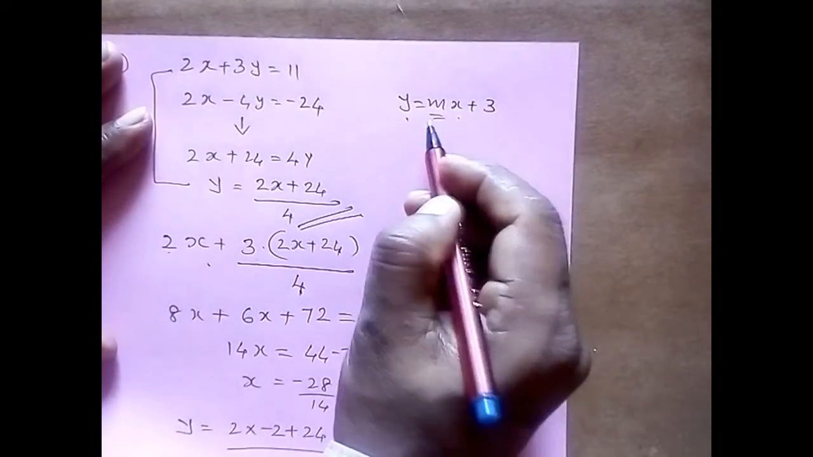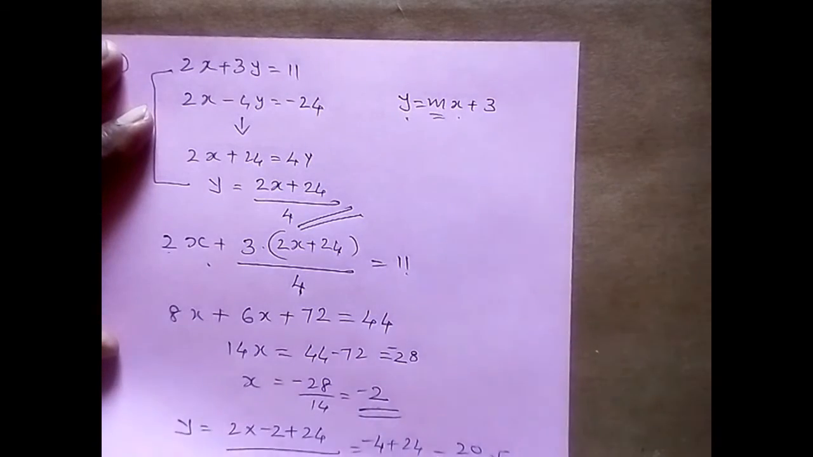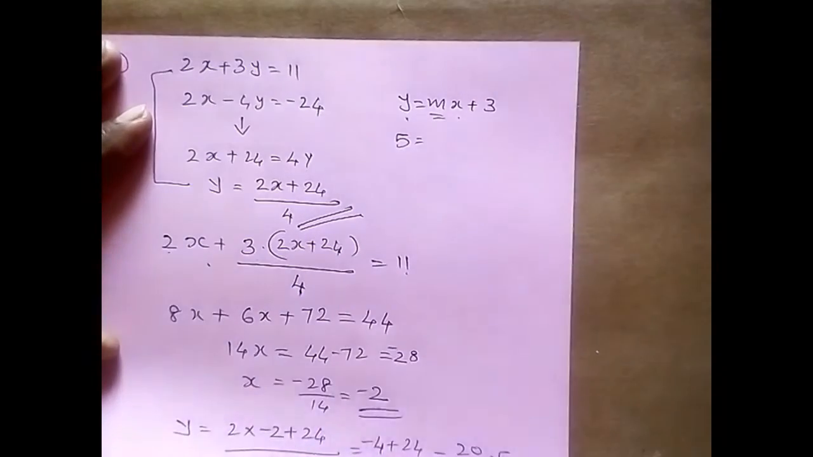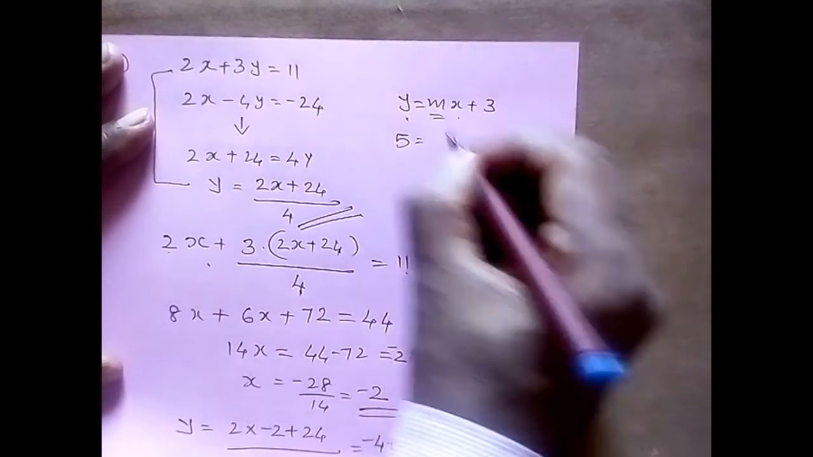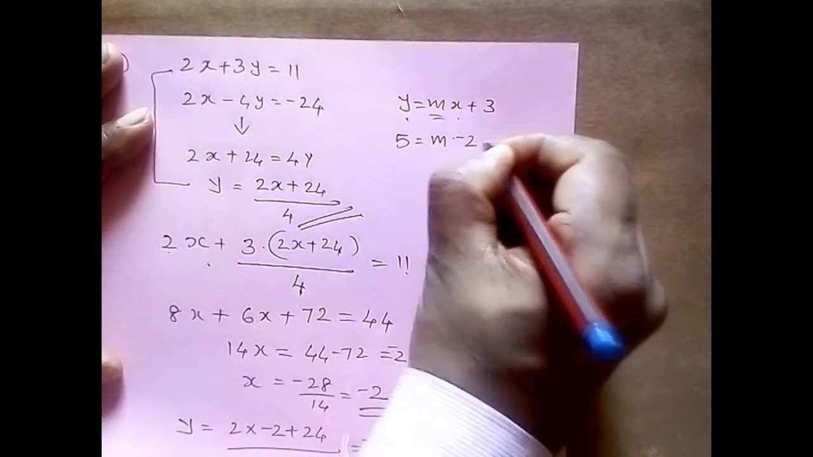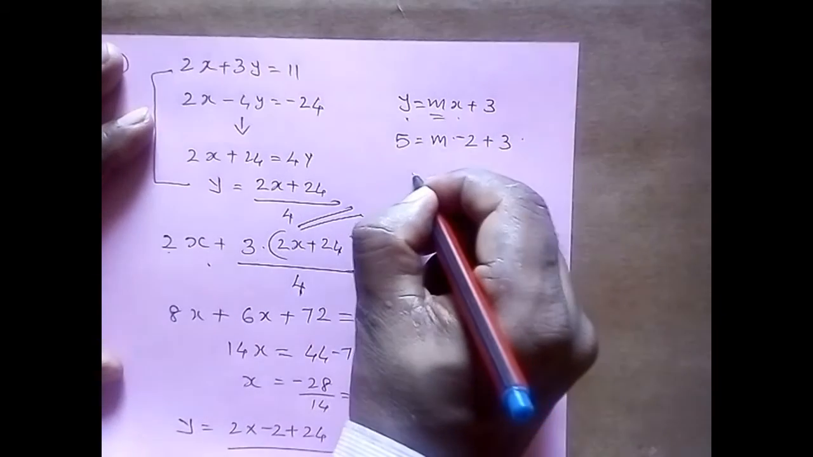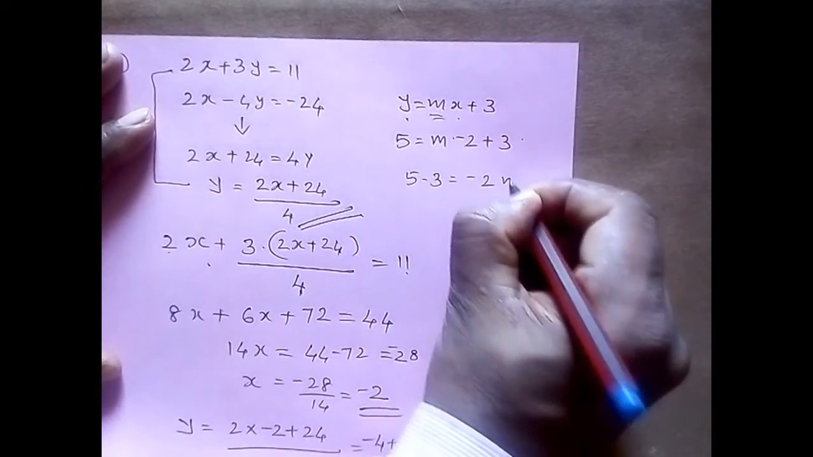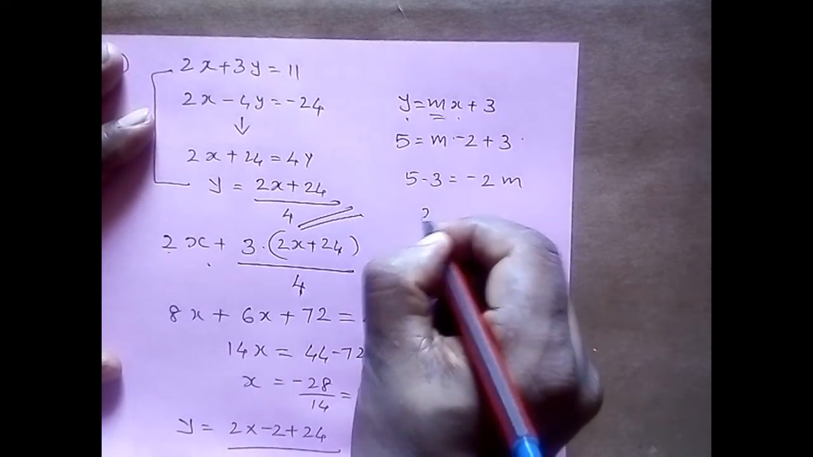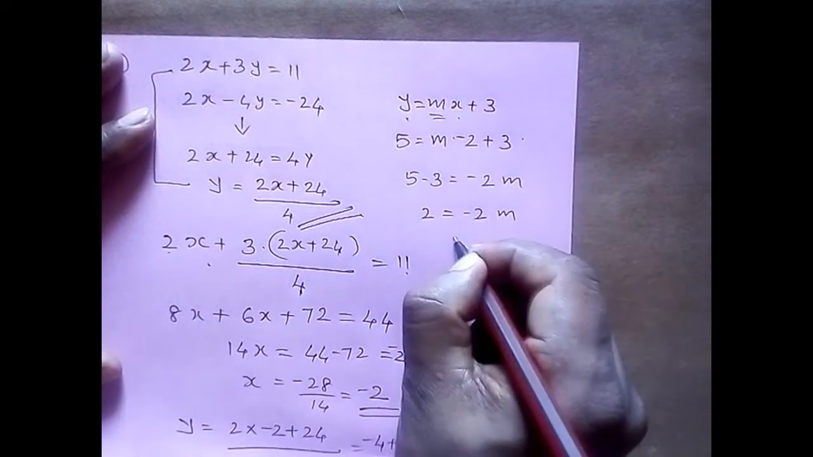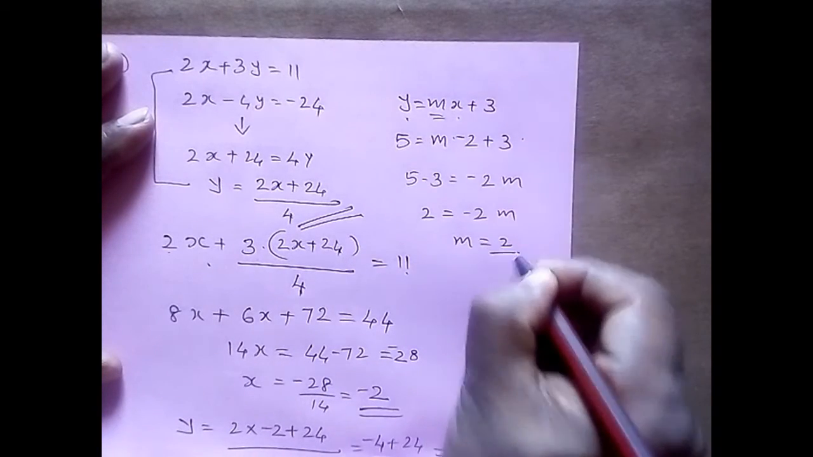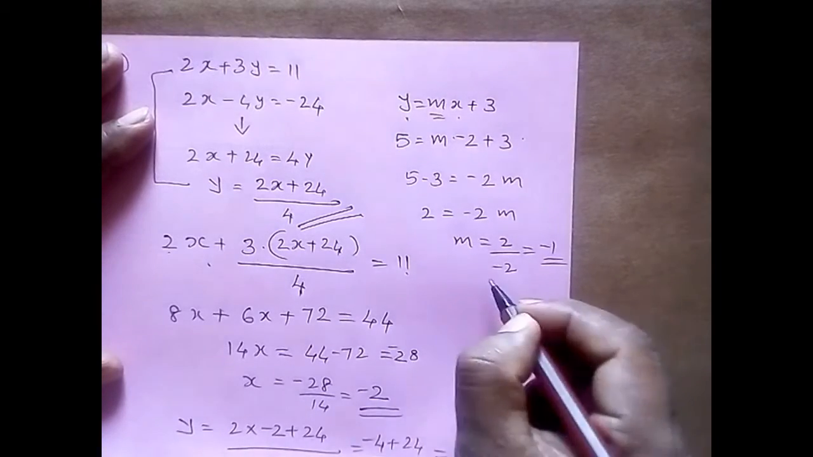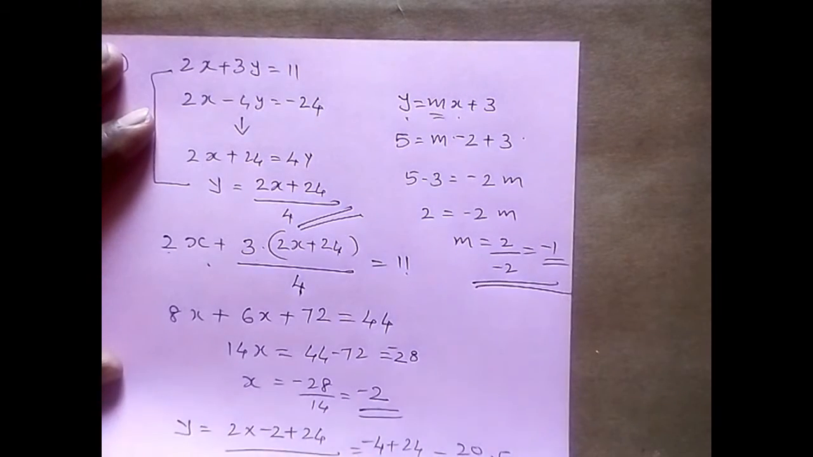Now come back to this equation. We know that x is equal to minus 2 and y is equal to 5. We will simply substitute here. So 5 is equal to m into minus 2 plus 3. 5 minus 3 is equal to minus 2m. 2 is equal to minus 2m, or m is equal to 2 divided by minus 2, which is equal to minus 1. So this is the value of m.